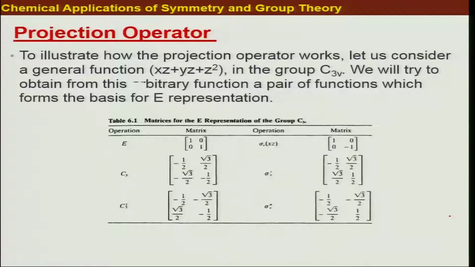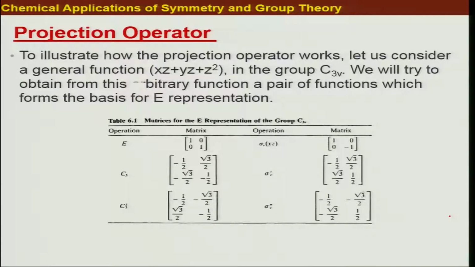Okay, so here we have an example where we consider the group C3V, and we take an arbitrary function which is xz plus yz plus z square. Okay, so this is any arbitrary function. Now what we will try to do is, from this particular arbitrary function, we'd like to get a pair of functions which will form the basis for the irreducible representation E, that is the two dimensional irreducible representation that the C3V point group has.